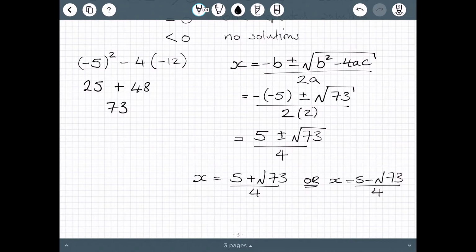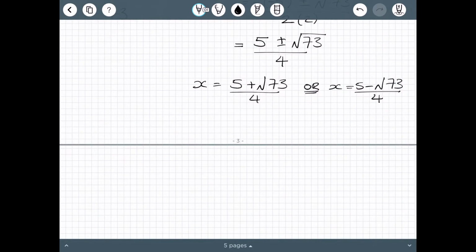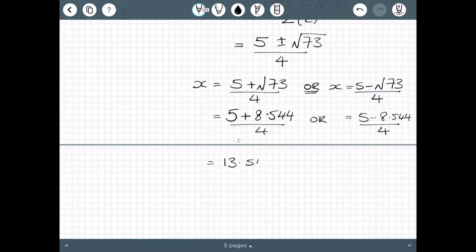Or we can work out what the square root of 73 is, which is 8.544. So 5 plus 8.544 all over 4, or 5 minus 8.544 all over 4. Continuing to work through this, the first gives me 13.544 all over 4, and this one gives me minus 3.544.